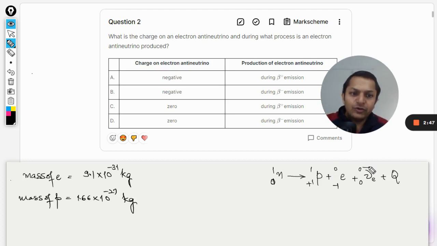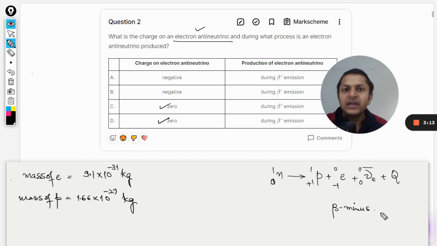Now this is the antineutrino which is produced. They're talking about electron antineutrino only. So this is antineutrino, and neutron is now converted into proton. So first of all, what is the charge? There is no charge on the antineutrino or on neutrino. The production of electron antineutrino is accompanied by what is known as beta minus decay. We do not call it electron decay, we call it beta minus decay. So clearly the answer will be D in this case.